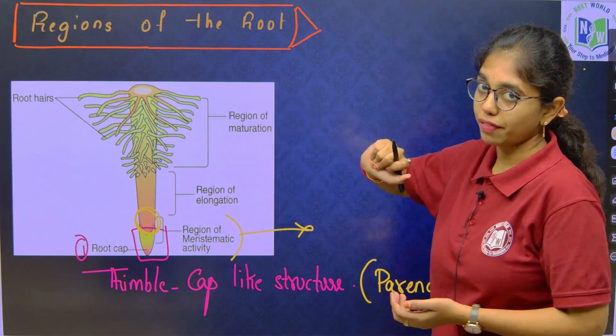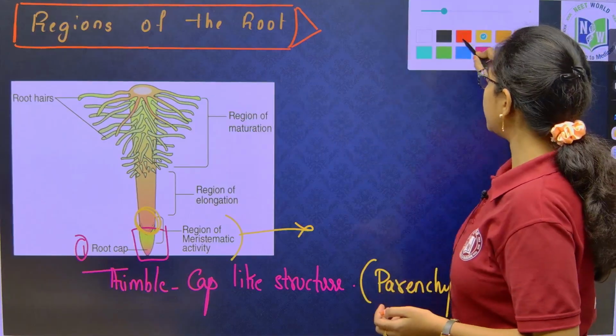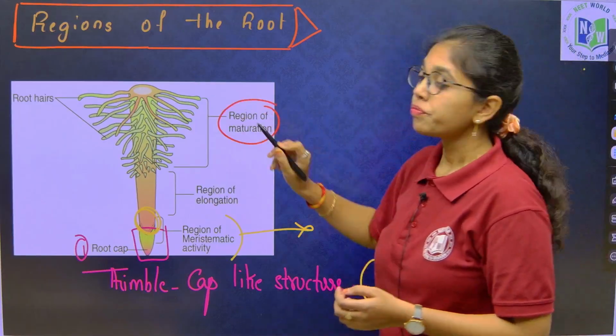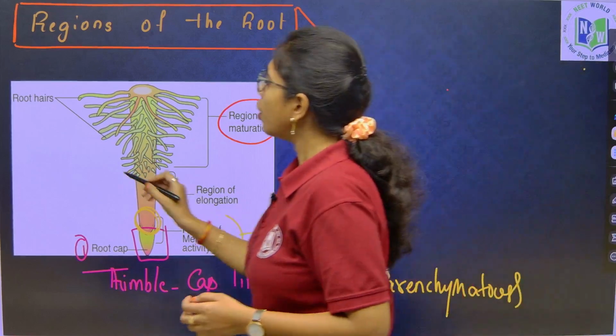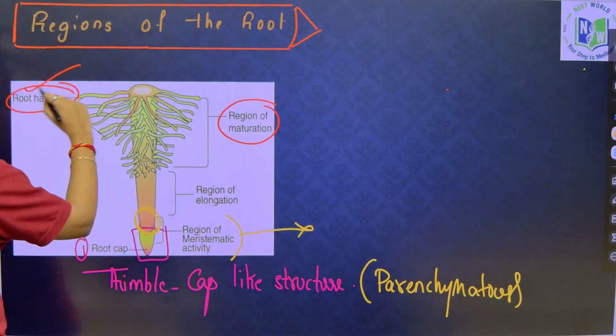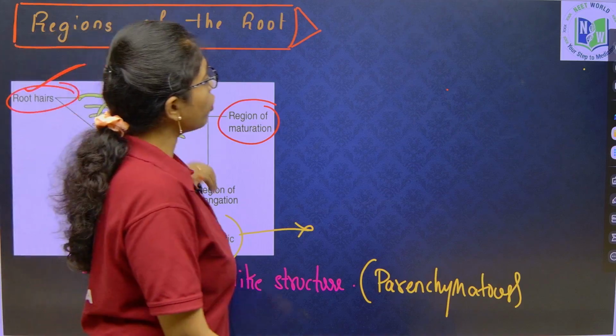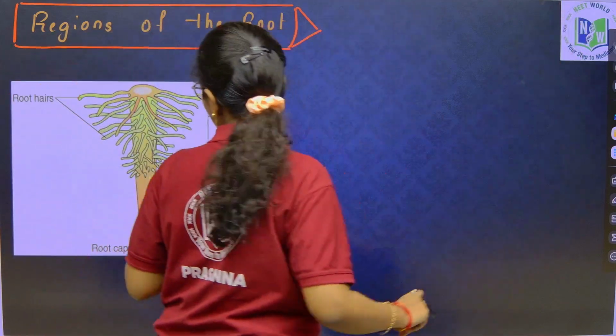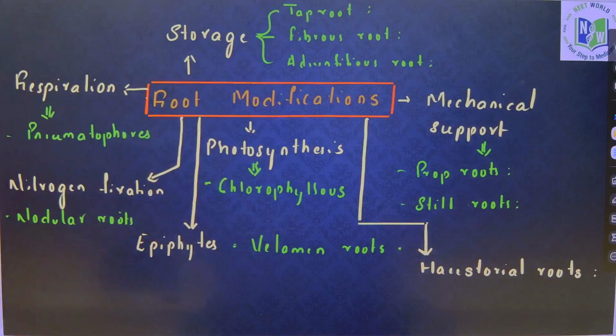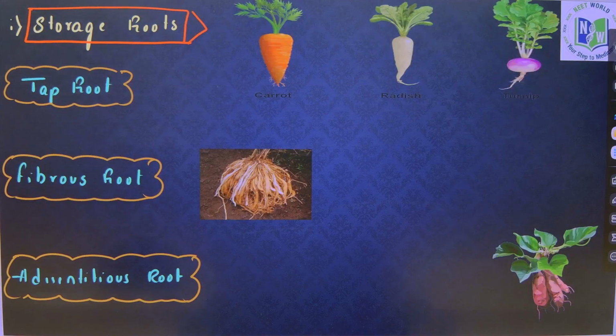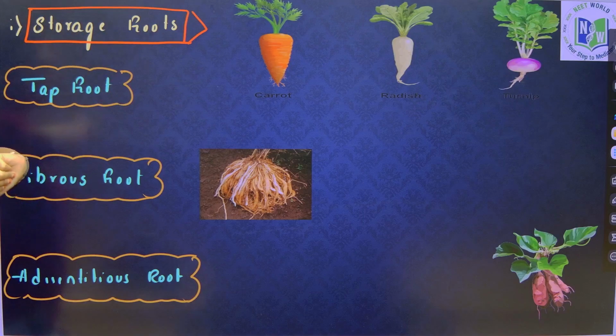Proximal to the region of elongation, we have region of maturation. From the region of maturation, root hairs will arise. These are the 4 regions of the root, and then we will look at different types of modifications of the roots now. First type is storage root.